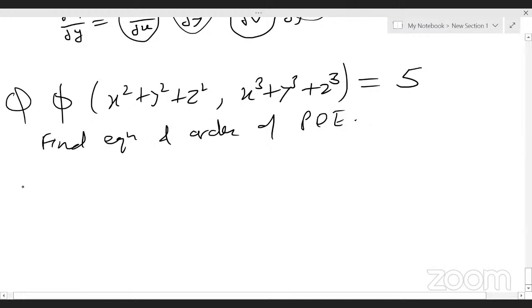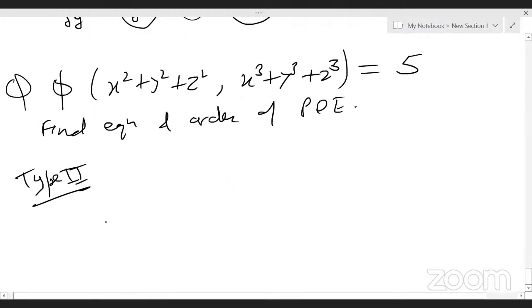Now, this was a type 1 question where the implicit function was given. Now come to type 2. Type 1 was where the implicit function was given, phi of u, v, anything can be given. There can be 3 variables also. Usually they ask for 2 variables. Now, type 2 is when the function is not implicit. Let's say z is equal to f of x square plus y square. Now this is an explicit function. Z is given explicitly as a function of x square plus y square.